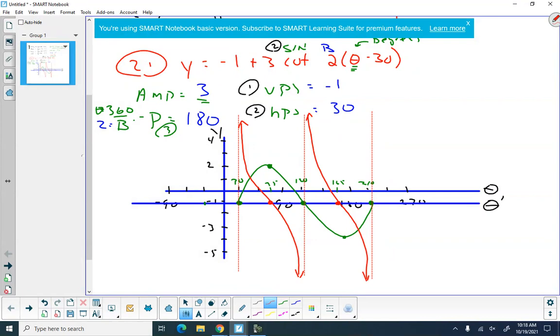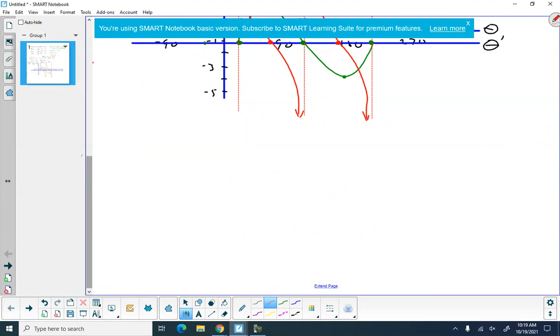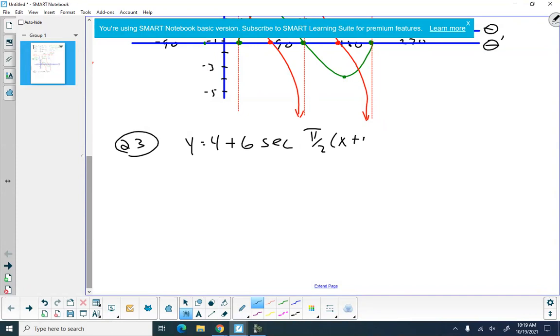Let's look at problem 23. I know you didn't have to do it, but we're going to do it because I want to do a radian problem in there. So this should be for everybody. Y equals 4 plus 6 secant pi over 2 x plus 1.